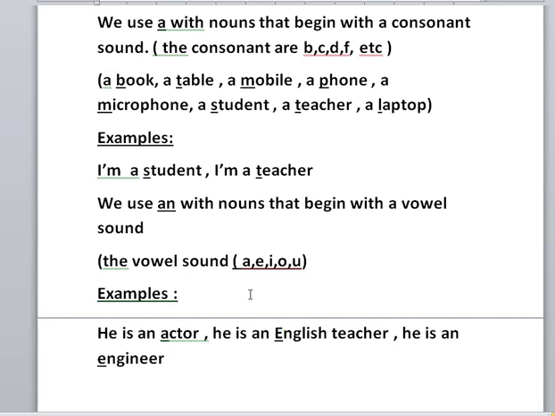We have two kinds of sounds in the English language, consonant sound and vowel sound. Okay. Don't forget the articles a and an. It's all about a and an articles. It's very important for you, especially for speaking and also for writing. It's very helpful for you. Don't forget it. Okay? Focus and be careful.